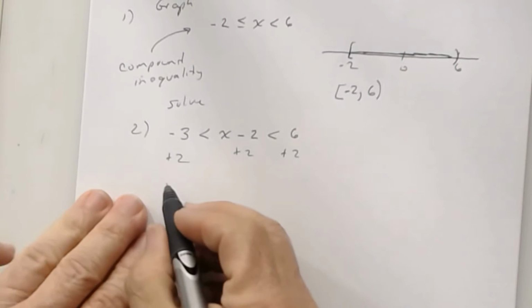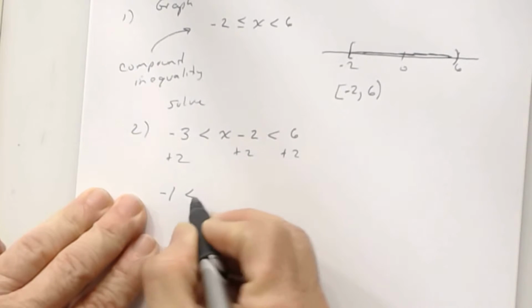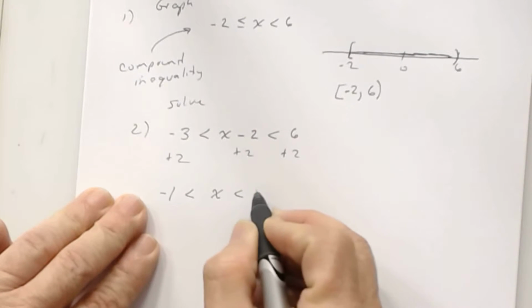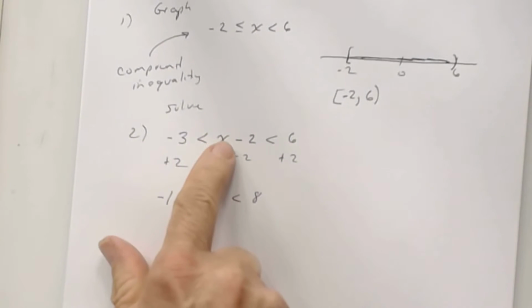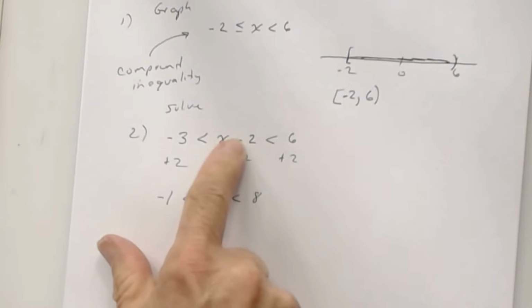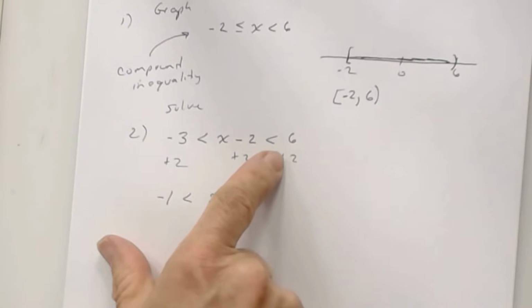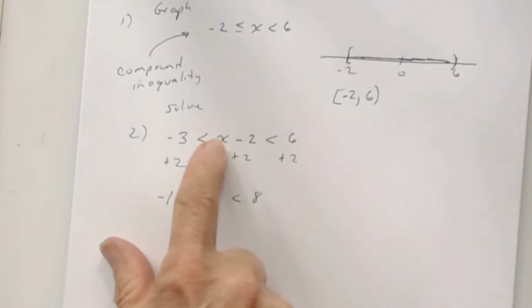And then you combine like terms. What's negative 3 plus 2? Negative 1 is less than x is less than 8. And you found the solutions to the original problem. The solutions to the original problem would be any real number that's between what two numbers? Negative 1 and 8. So, for example, is 7 a solution? Yes, because 7 is in here, right? So let's see. What's 7 minus 2? 5. And is 5 less than 6? And at the same time, is it bigger than negative 3?